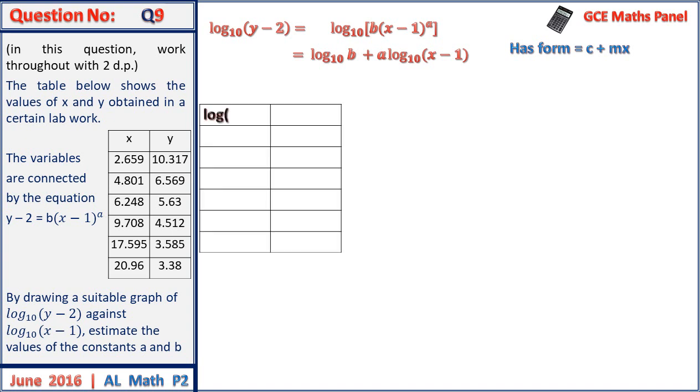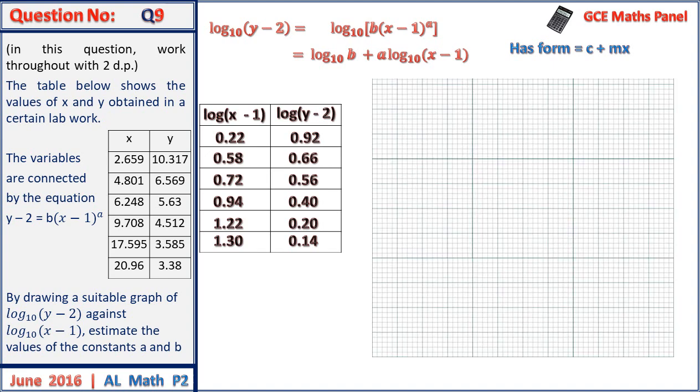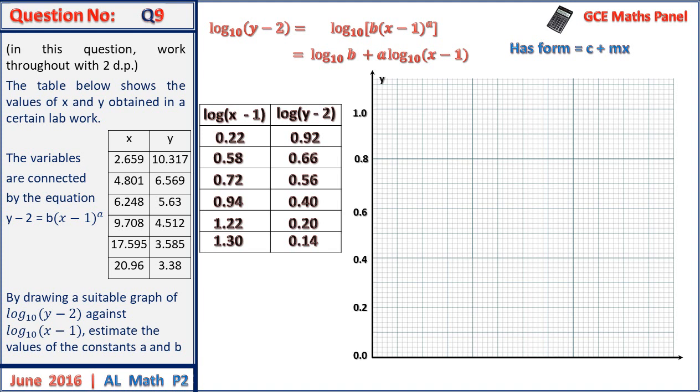We now make a table of values. We take each x value, subtract 1 from it, and take the log of that. So the first one, you have 2.659 minus 1, which is 1.659, and the log of that is 0.22. We take equally 4.801 minus 1, which is 3.801. The log of that is 0.58, and we do the same for all the other x values. We now do the same for the y values. For each y value we subtract 2 and take the log, and we obtain these values as you can see on your screen. After we have completed this stage, we now move to a graph and use a suitable scale that will give us accurate values.